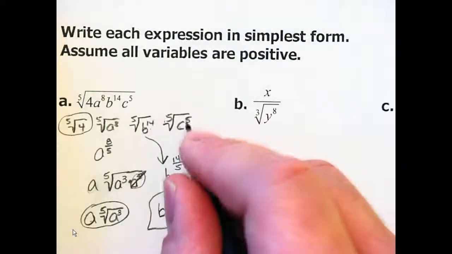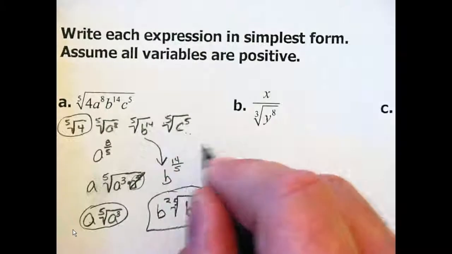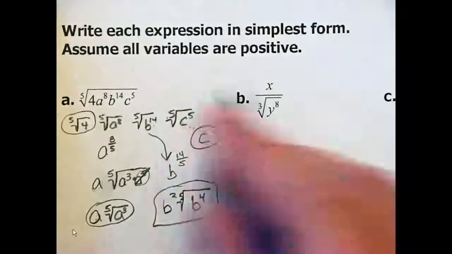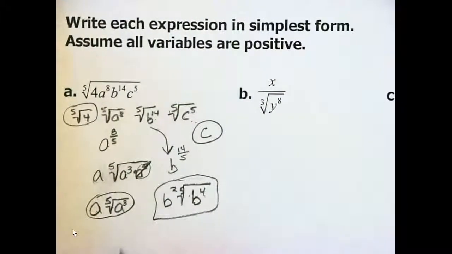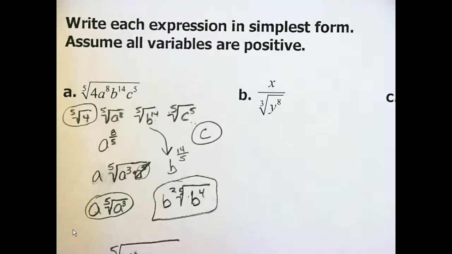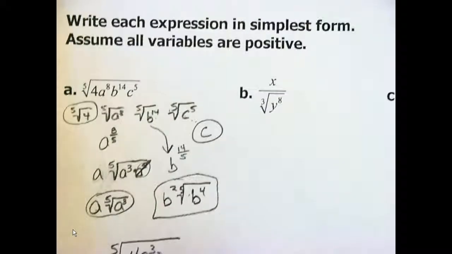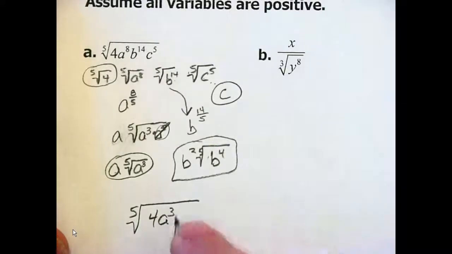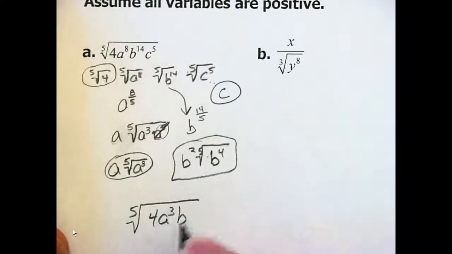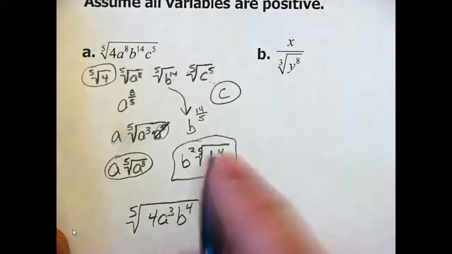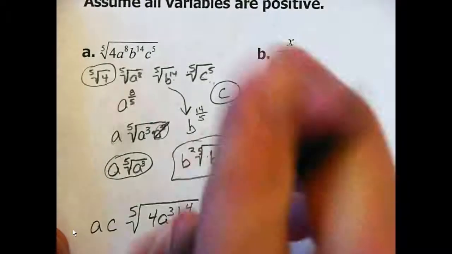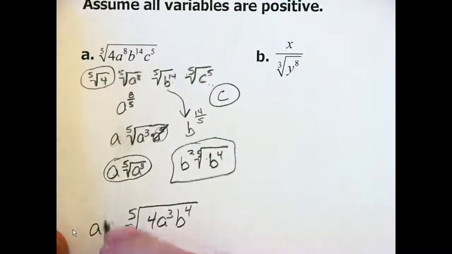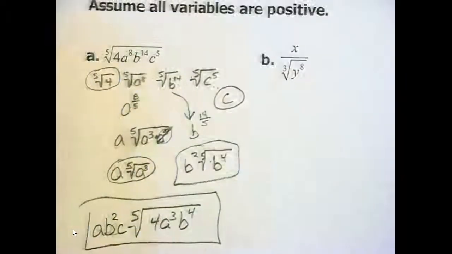Okay? So now if we look at all of our circles there, everything in the radical, since they're all the same root, we're going to put all under the same root. So we have a 4, an a cubed, and a b to the 4th. And on the outside we have a, and I forgot my b squared. Okay, and c.